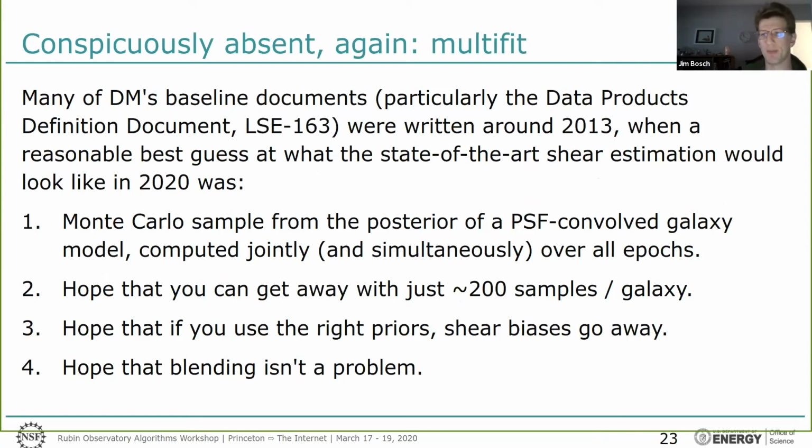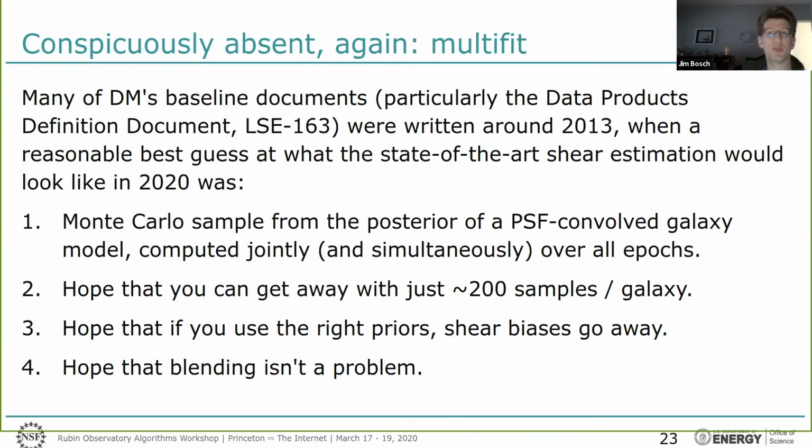So let's unpack that a bit. We're fitting to all epochs simultaneously. This is the same thing I've said was computationally expensive and computationally wasteful in previous talks. But we were also Monte Carlo sampling, not just fitting a maximum likelihood. And that was because back in 2013, I think there was the thought that the way that you would get around shear biases was that you could use that sampling of the full likelihood and a good choice of prior to make the biases go away at some level.